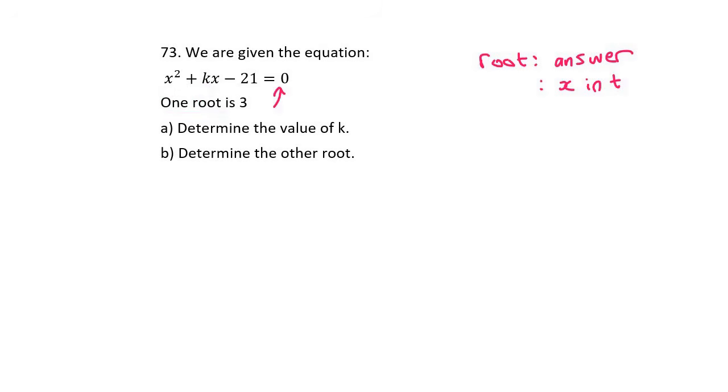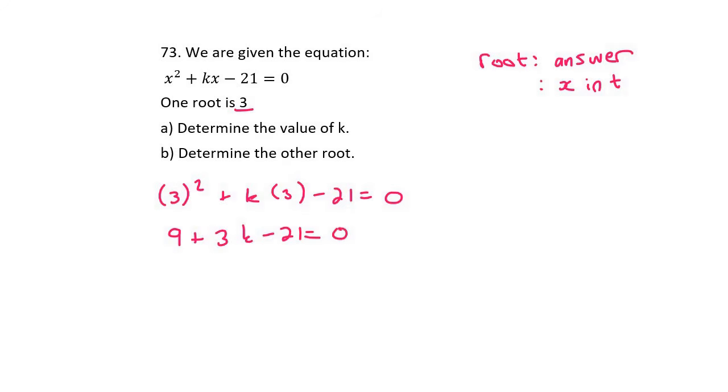So you do the following. You take that answer of 3 and you plug it into the place of x. Like that. So that's going to give us 9 plus 3k minus 21. And now we can solve for k. So we're going to end up with 3k equals 21 minus 9. And so 3k is equal to 12. And then if you divide by 3, k is 4. Okay, so we know what the value of k is.